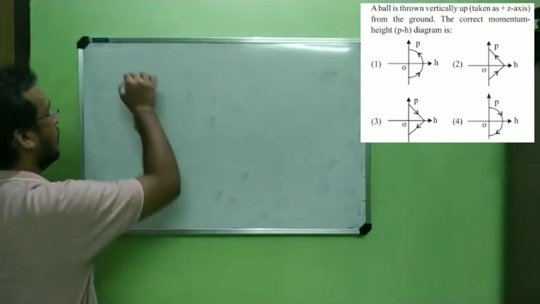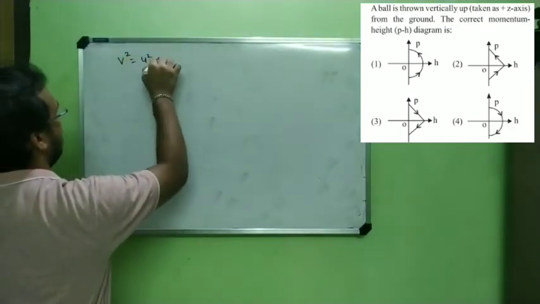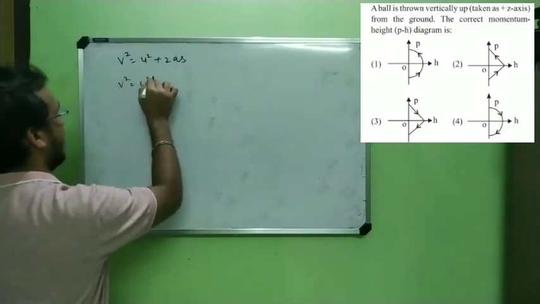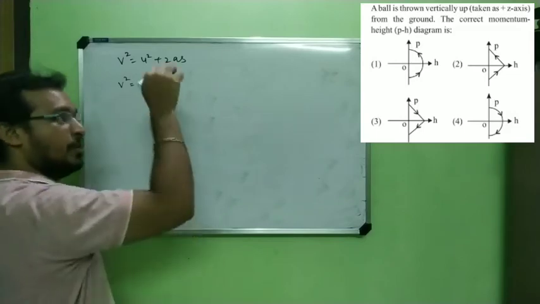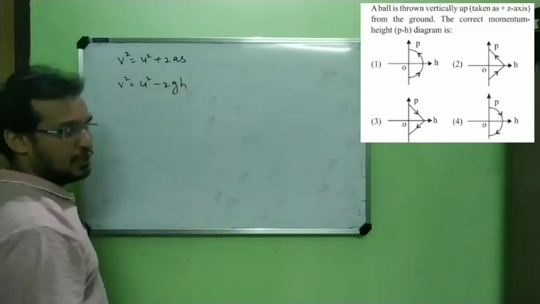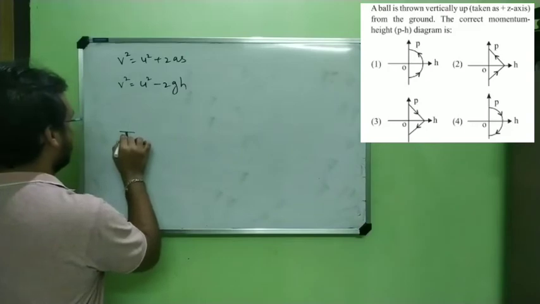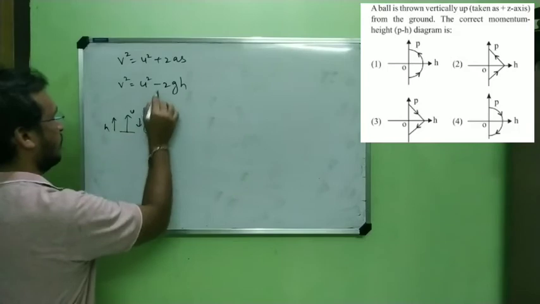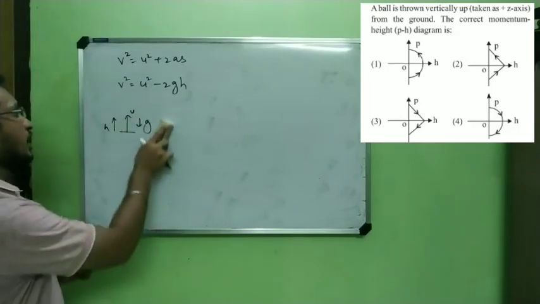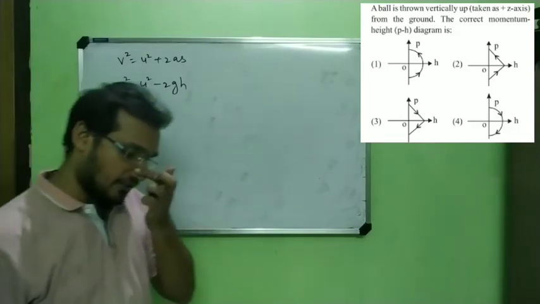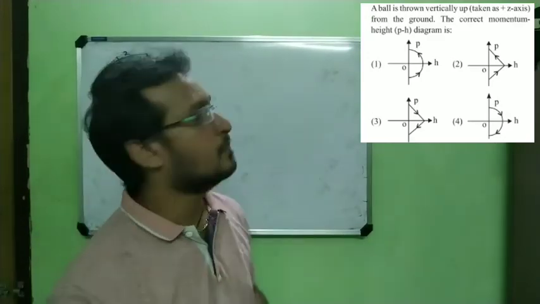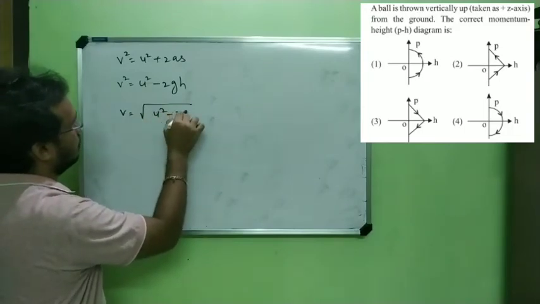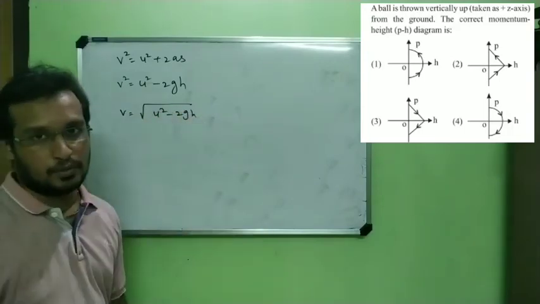We know that when a body is moving up, v square equals u square plus 2a, this is the general equation. V square equals u square, u is in the upward direction, height is also measured upward, but g is acting downward. Correct? So minus. If a body is moving up, the equation of velocity is given by v square equals u square minus 2gh. So what is v equal to? Root of u square minus 2gh.